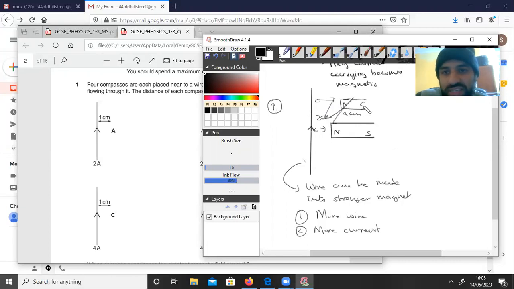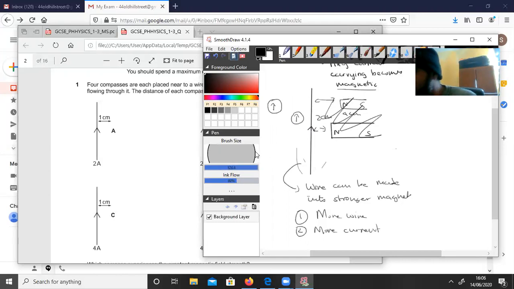So imagine I had this wire and I put a compass near it. What's going to happen to the needle? Because the wire is a magnet. Remember we said the wire becomes magnetic. What's it going to do to the needle of the compass? Yeah, it would move it, exactly. Does that make sense so far?